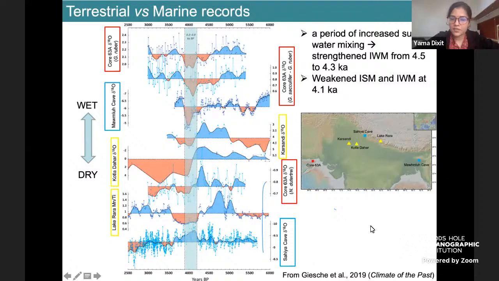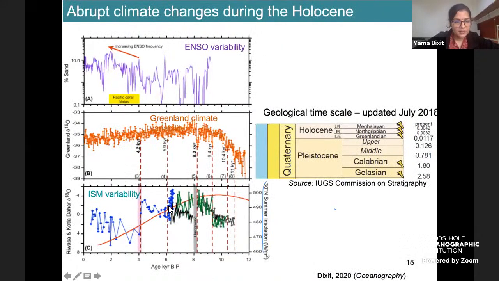So 4.2 is documented in all of these, going from west to east on all of these records, be it marine, be it caves, or be it lakes from Northwest India, and also the high altitude Lake Rara. And so all in all, if I plot the Northwest Indian lakes, Lake Rivasa and Lake Kotla Dahar together, this I've shown already, they kind of follow the insolation curve, the summer 30-degree north summer insolation curve, and they have events like 8.2 and 4.2 recorded.